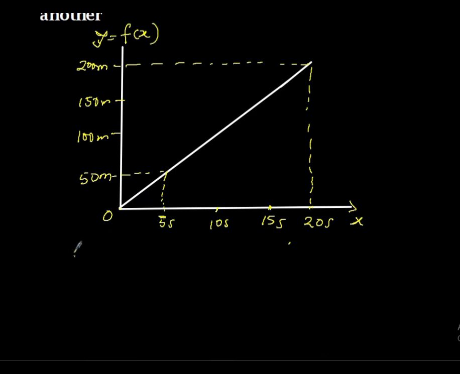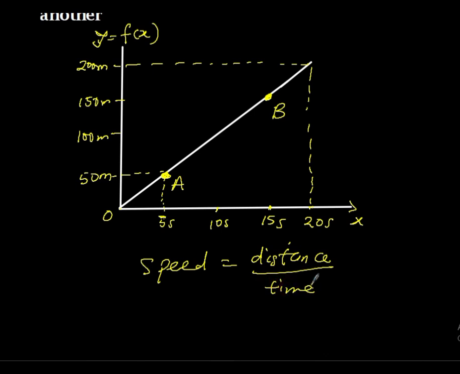Now, what if you were asked to find the speed at which this car is moving from, let's say, this point here, let's call it A, to this point here, let's call this B. So we want to know the speed of the car from point A to point B. Now remember, the formula of speed is what? Distance over time. So speed is equal to distance over time.